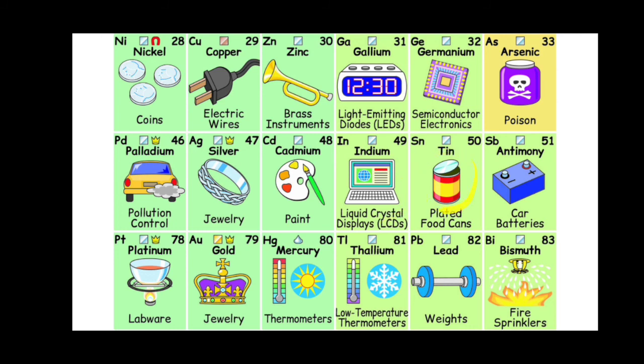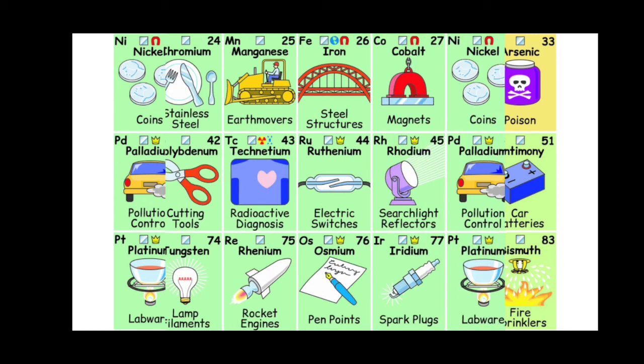Next, tin. The symbol of tin is Sn. It is used in tinned food cans. Then Sb is antimony. It is used in car batteries. Next, platinum is used in labware. Then gold is used in jewelries. These are very costly elements. They may be used in jewelries. Mercury is a liquid metal. It is used in thermometers. Thallium is used in low temperature thermometers. Lead is used in weights. Next, bismuth is used in fire sprinklers.